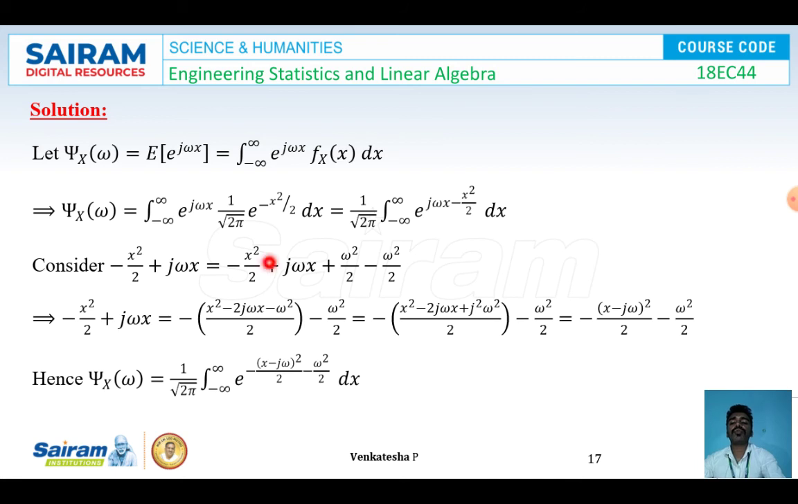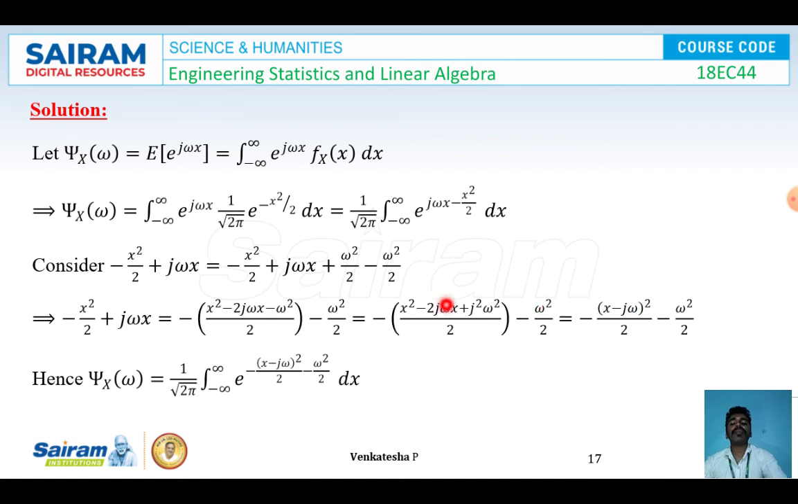So now from these two terms, I'm taking 1 by 2 common factor. By taking the LCM, it will become minus of x square minus 2jωx minus ω square by 2 minus ω square by 2. So I'm writing this minus as j square, and I'll be getting minus of x square minus 2jωx plus j square ω square by 2 minus ω square by 2. So it will be equal to (x minus jω) whole square. So I got the expression minus of (x minus jω) whole square by 2 minus ω square by 2.